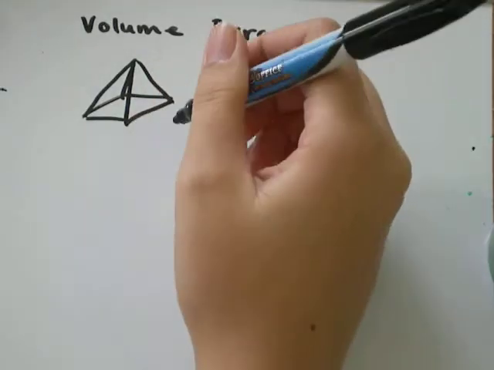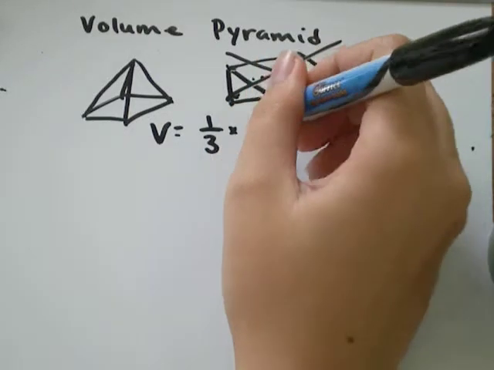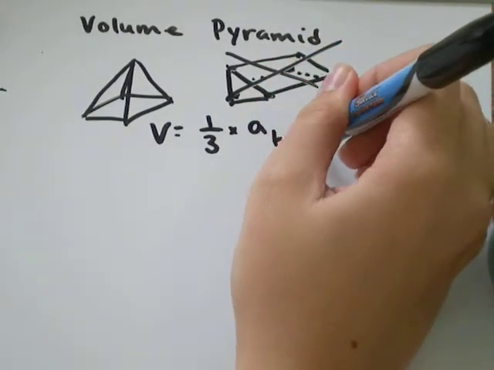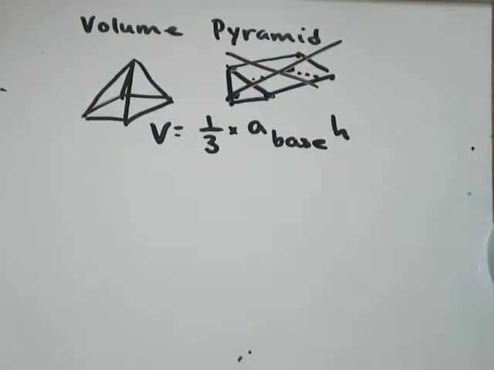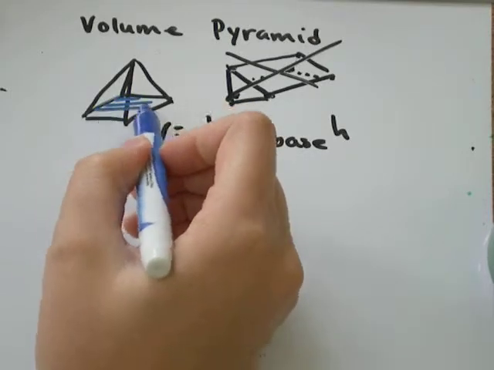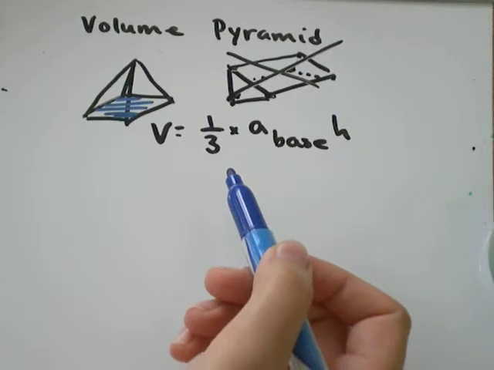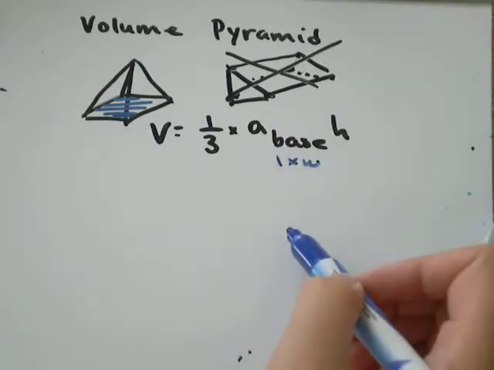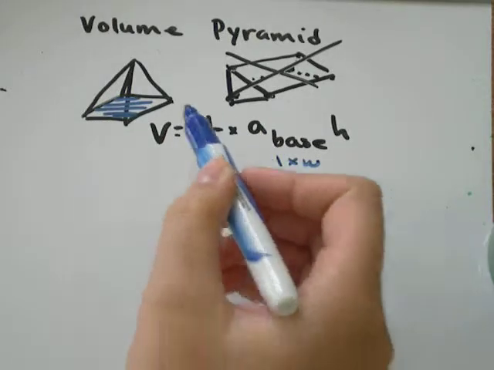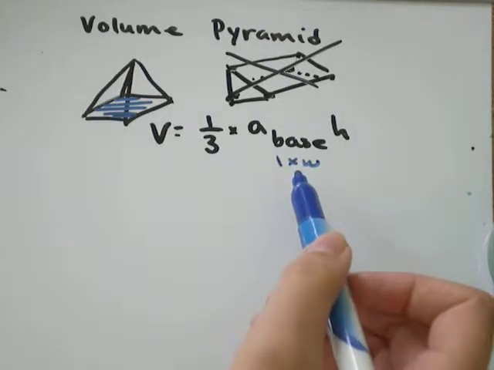We're doing this one, and the formula for the volume of a pyramid is 1/3 times the area of the base times the height. It's important to realize that the area of the base will be the area down here. If the base is a rectangle, the area would be length times width. The same if it's a square base pyramid, the bottom is a square. To find the area of the square, it's also length times width.